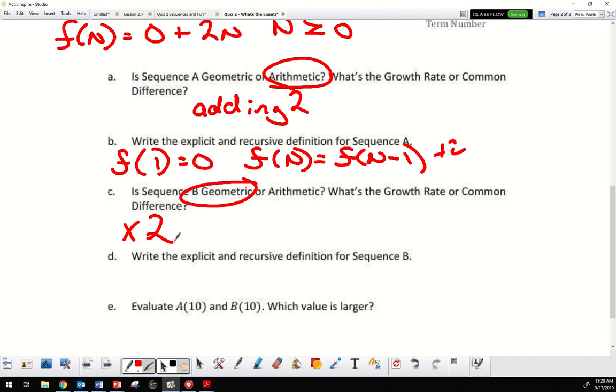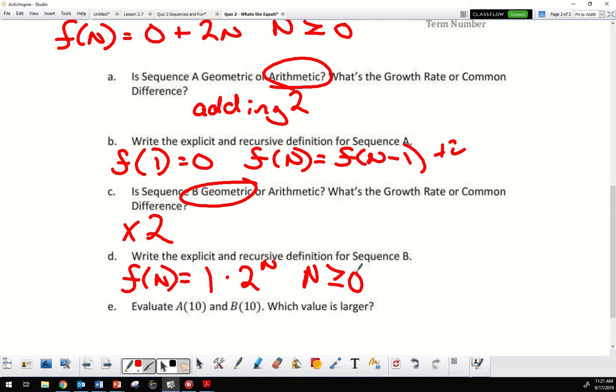So I'm going to start off with the explicit this time. What's my starting number? For term 1 is going to be 1, right? So it's going to be 1. So f of n equals 1 times, what's my growth rate? 2 to the n power. Very good. So that's explicit, and now let's do recursive.